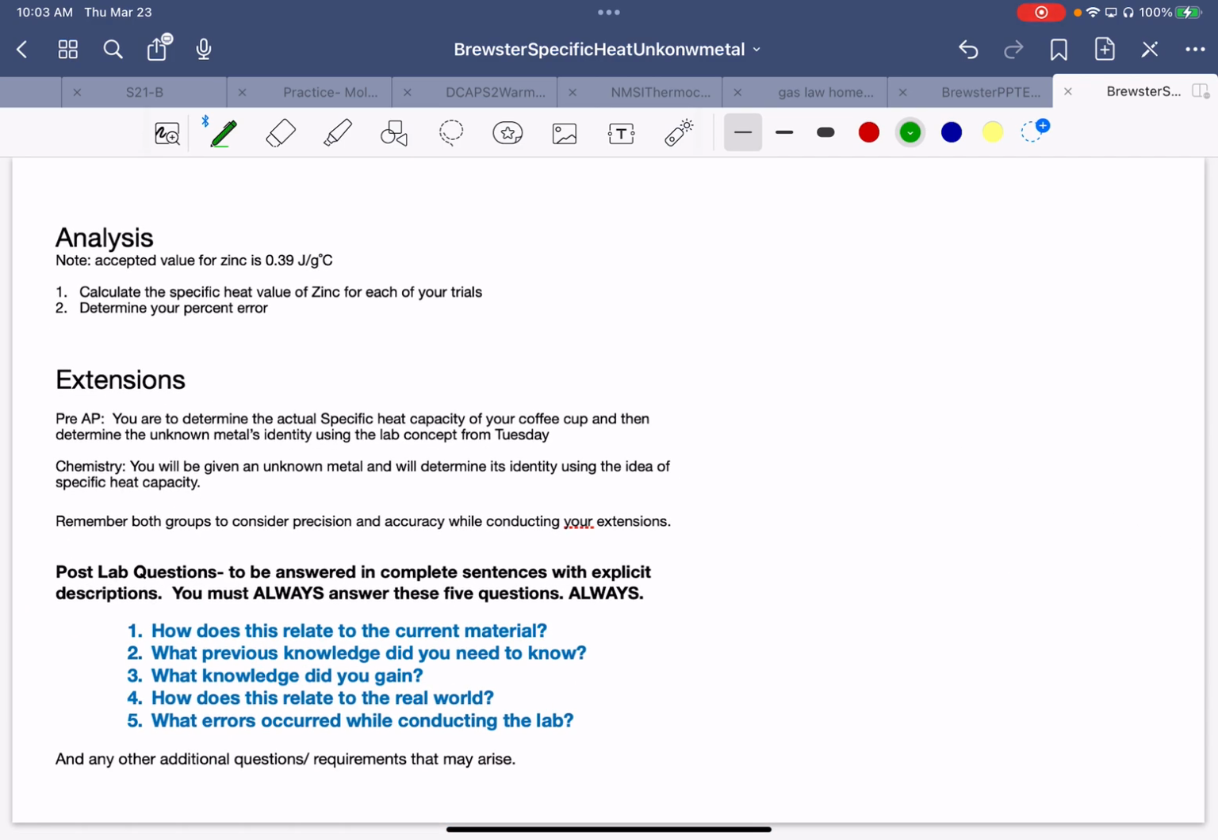There's your analysis. Pre-AP, we've already handled your extension. You are not determining the actual specific heat of the coffee cup because we used the calorimeter cup. Just do the unknown metal. And chemistry, I did not give you an unknown metal, you just have zinc for academic.